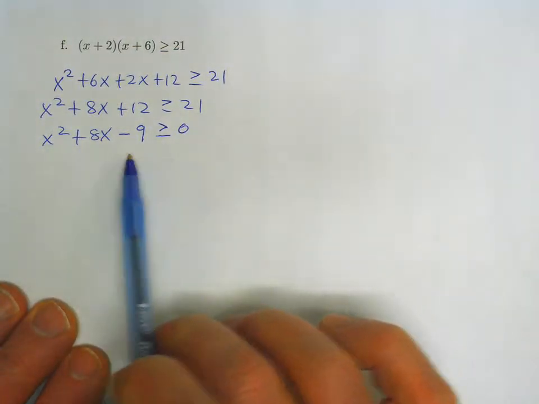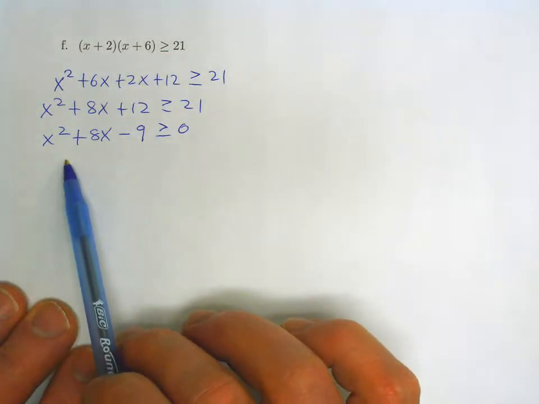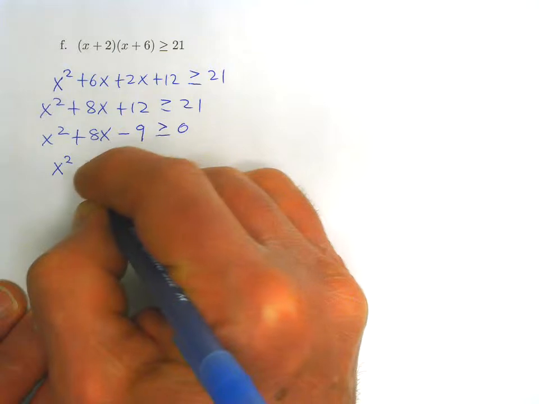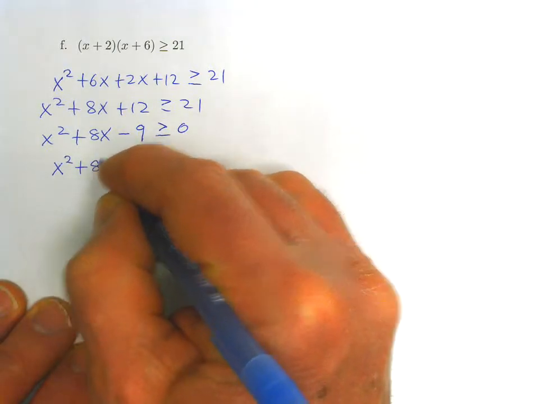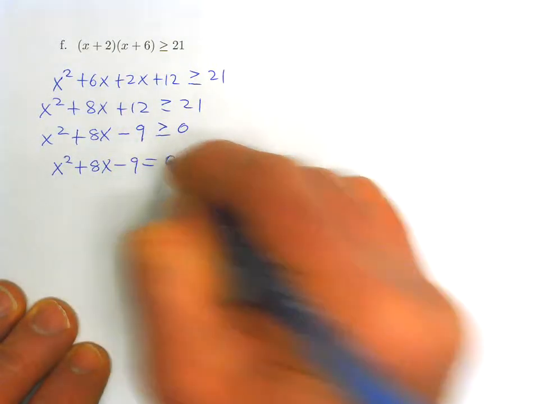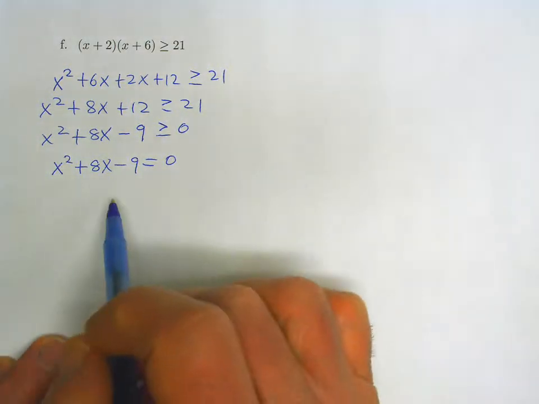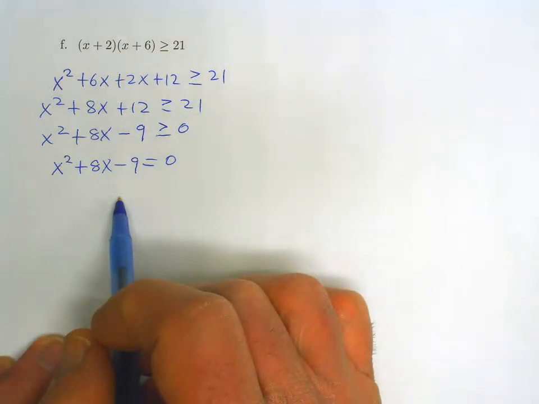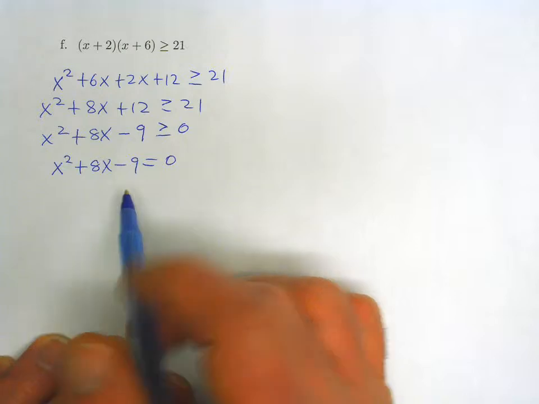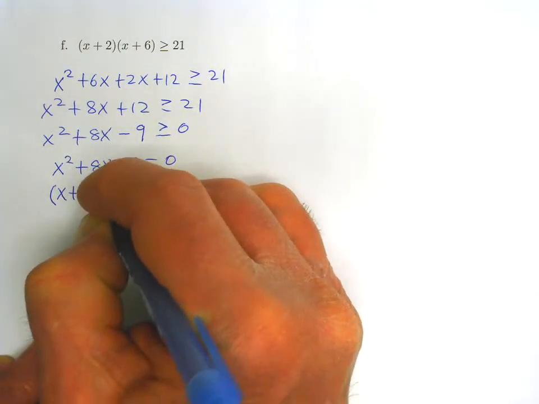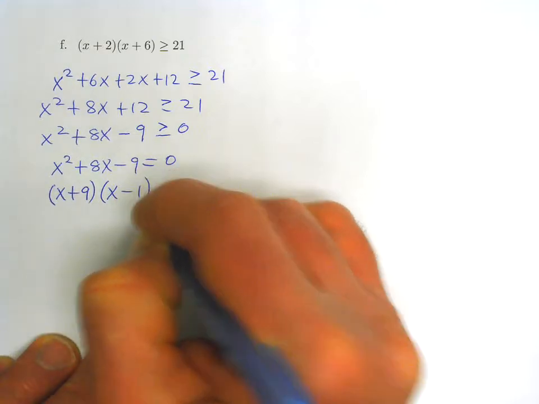Okay, so now we can find the endpoints by solving an equation. x squared plus 8x minus 9 is 0. And we can solve this by factoring. So why not solve by factoring? One factor is x plus 9. The other one is x minus 1.